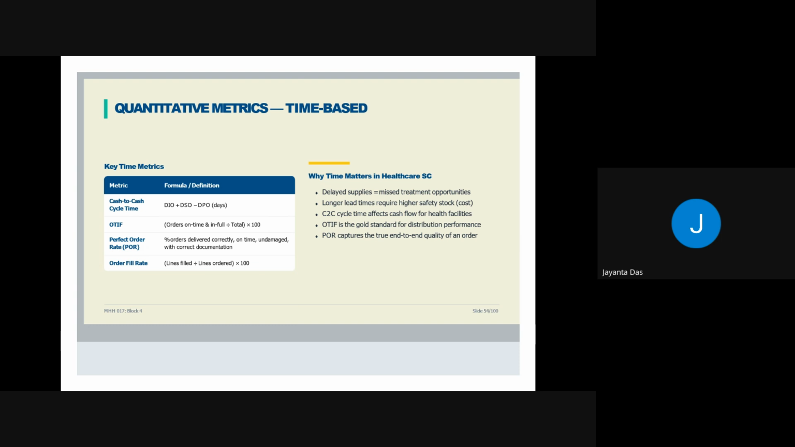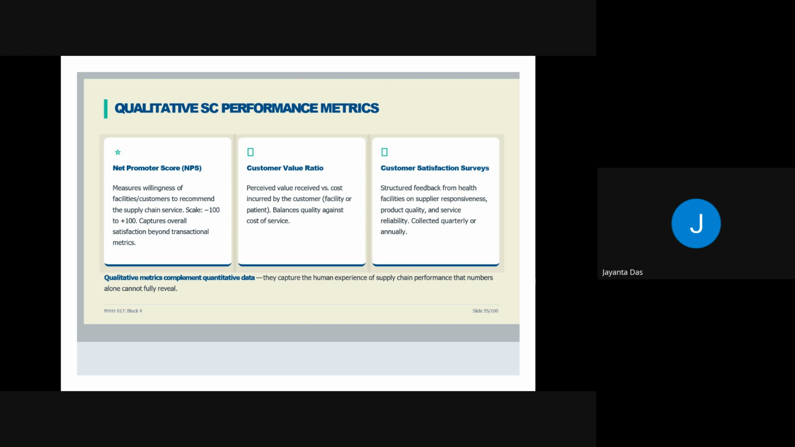Then C2C, that is the cash cycle time, affects cash flow for health facilities. OTIF is the gold standard for distribution performance. Then POR captures the true end-to-end quality of an order.